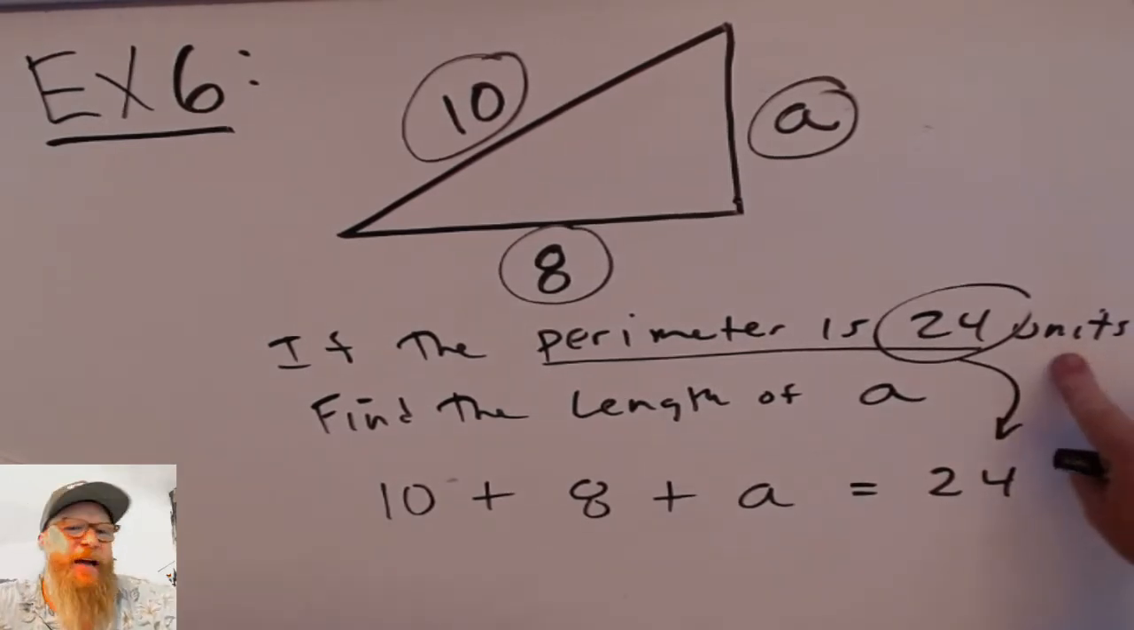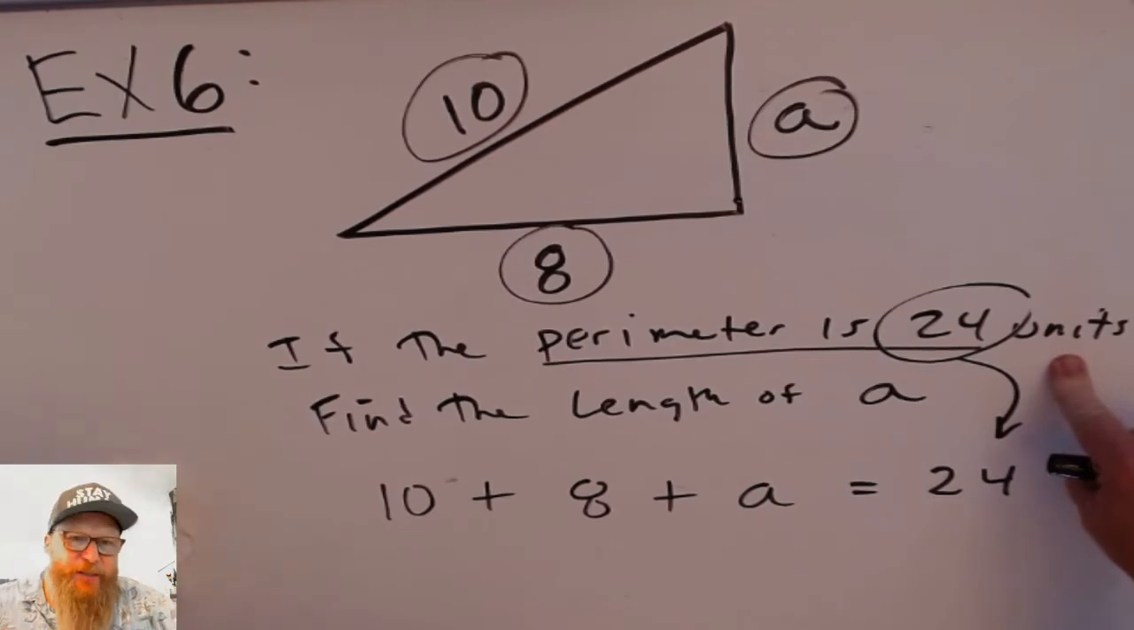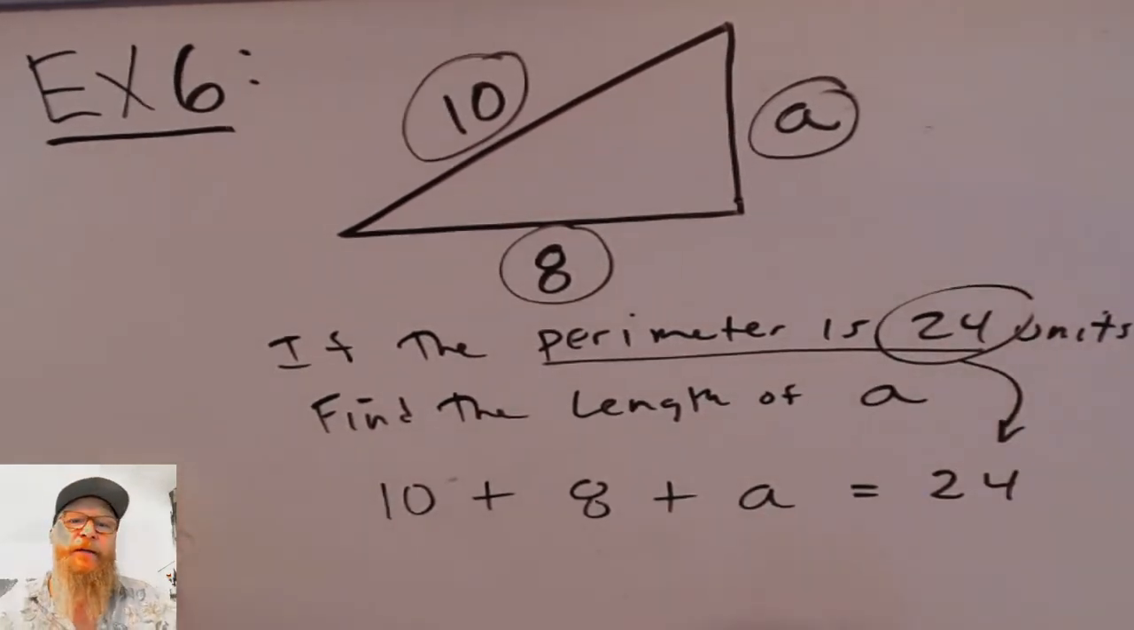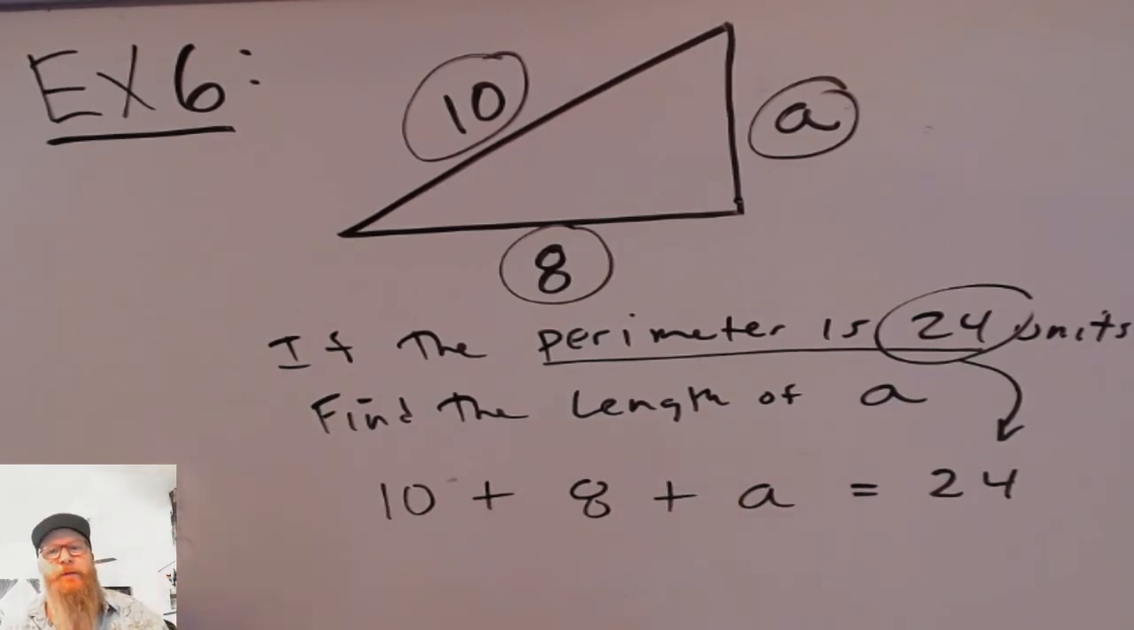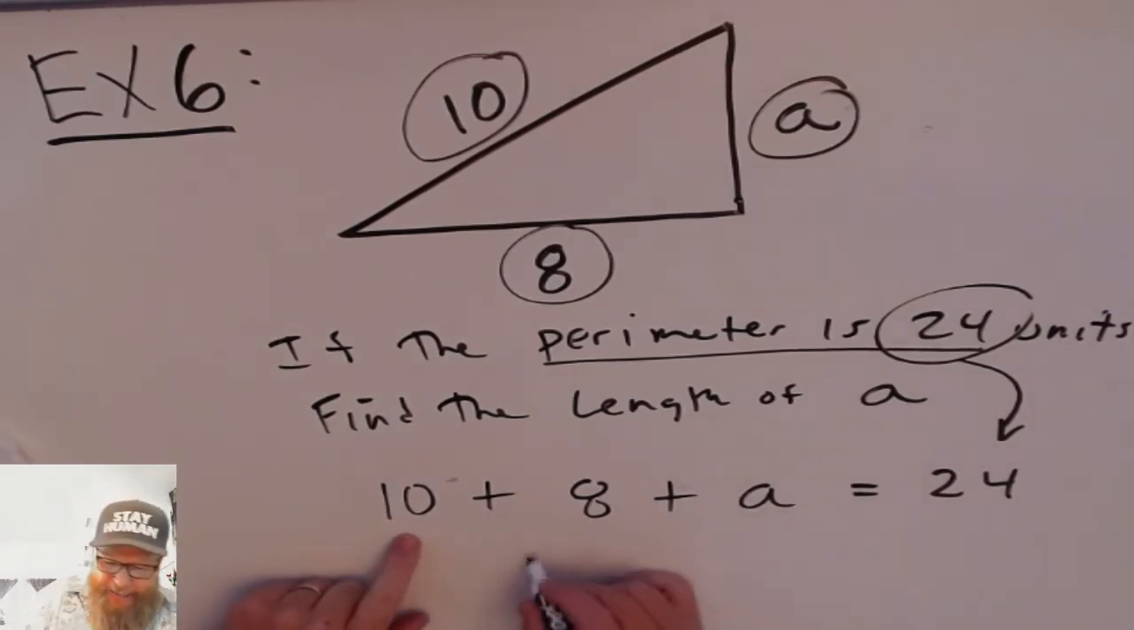I'm just going to generically say units at this time, but eventually we'll have inches and centimeters and feet, and that's a whole other topic we'll talk about later. So for now, I'm just measuring this with generic units. All right, so there's our perimeter equation. Okay. And then we have 10 plus 8 is 18.